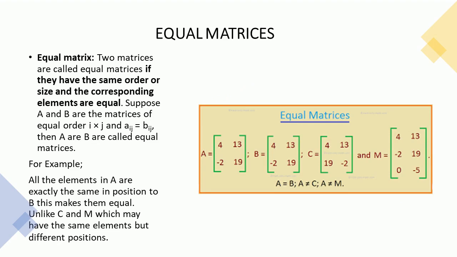But as you can see, look at C, there's a slight variation. Because there's a slight variation at all between 19 and minus 2, A is not equal to C, and B is not equal to C, and also M is not even of the same size, so you cannot equate them.